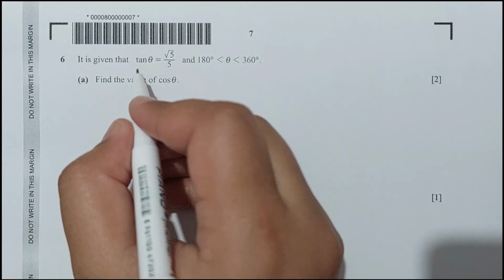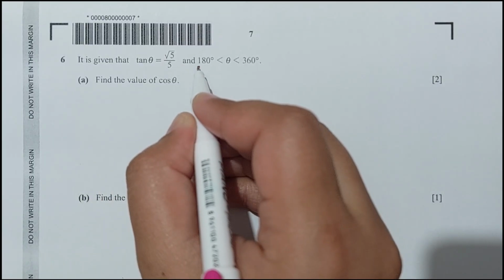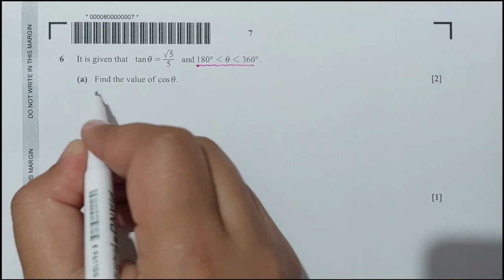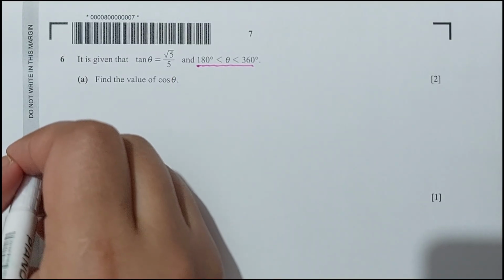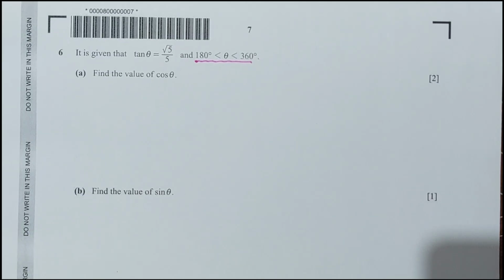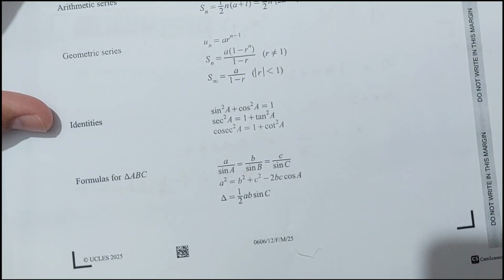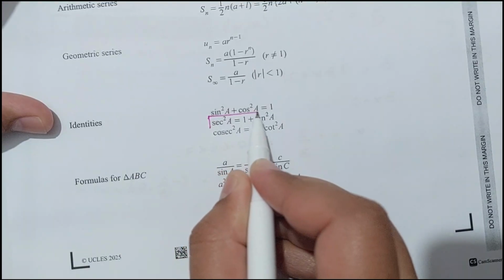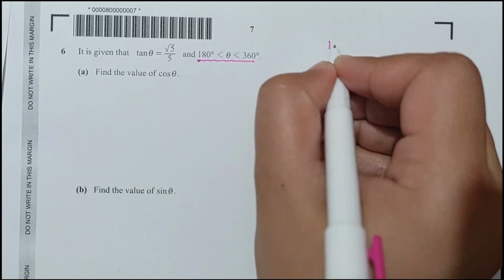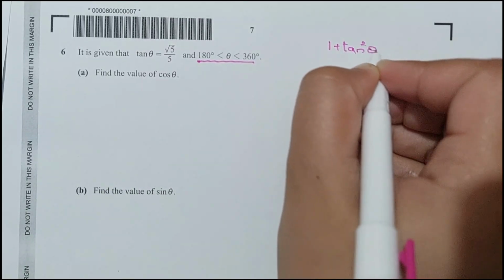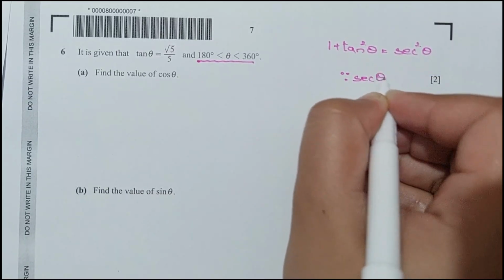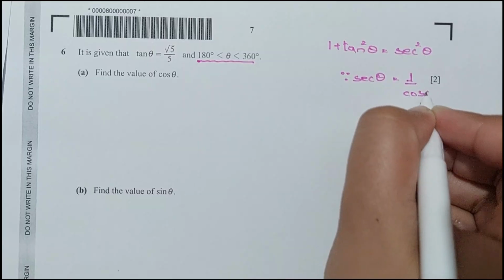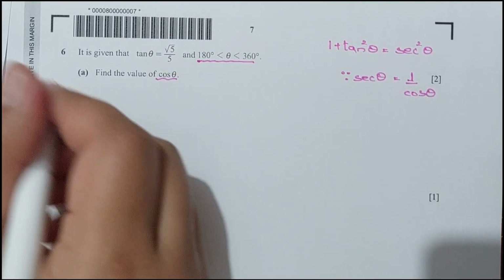Question number 6. It is given that tangent theta is this, and theta is between 180 degrees and 360 degrees. Part A, find the value of cos theta. When we have tangent theta and have to find cos theta, let's use the identity given in the paper: secant square A equals 1 plus tan square A. Use this identity. 1 plus tan square theta equals secant square theta, and we know that secant theta is a reciprocal of cos theta, so we can easily get the value of cos.